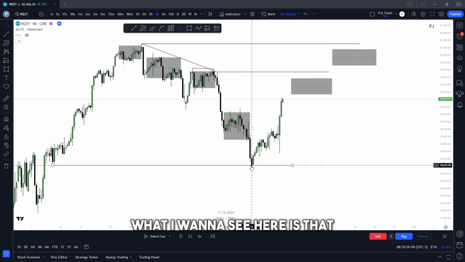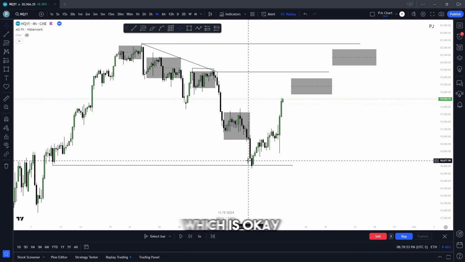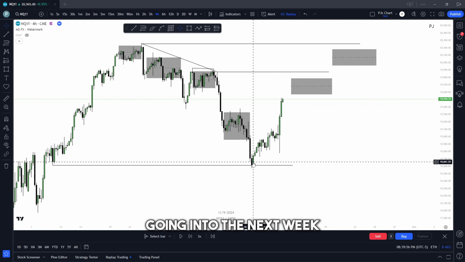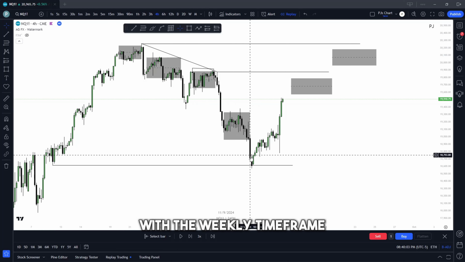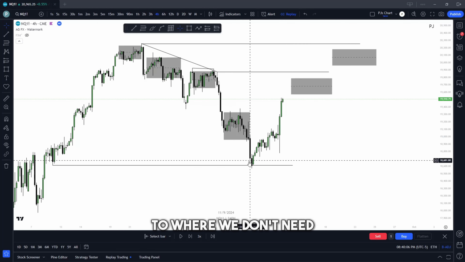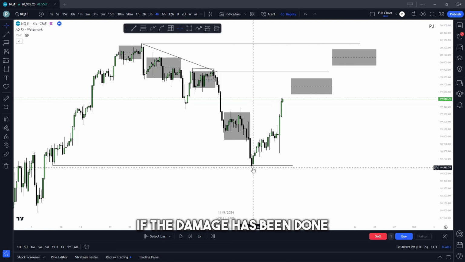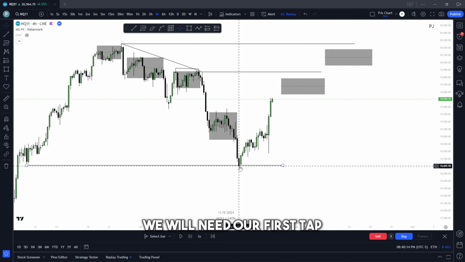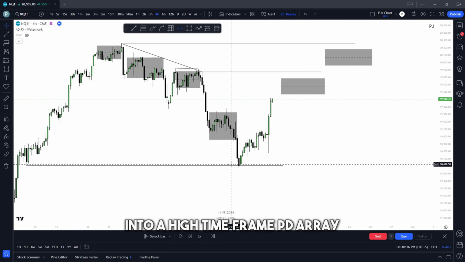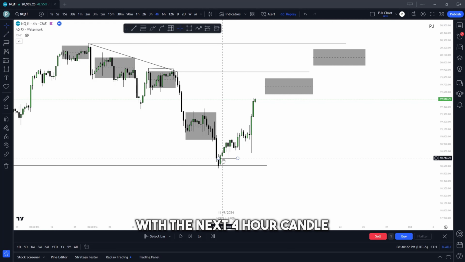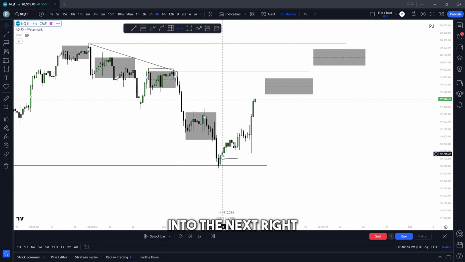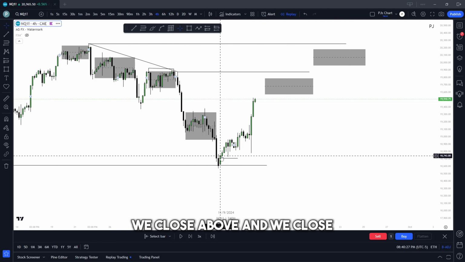What I want to see here is that we swept the low on a Friday, which is okay, understandably going into the next week. Sometimes we like to see the previous week lows liquidity swept, and we can also put a rejection block in with the weekly time frame and the daily time frame to where we don't need to sweep out that low. If the damage has been done and we react, there's no need to sweep out the low again. Sometimes we will need our first tap, second tap into a high time frame PD array, but we can see with how we reacted and then closed with the next 4-hour candle into the next, we close above and we close with displacement.